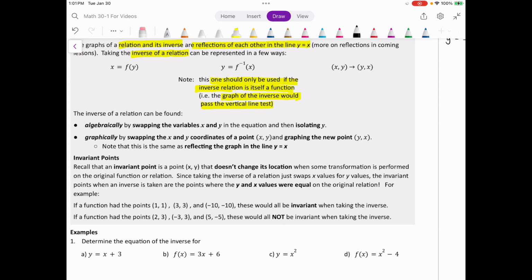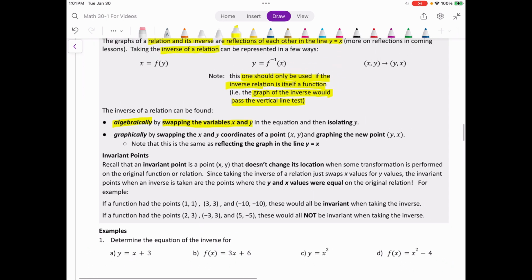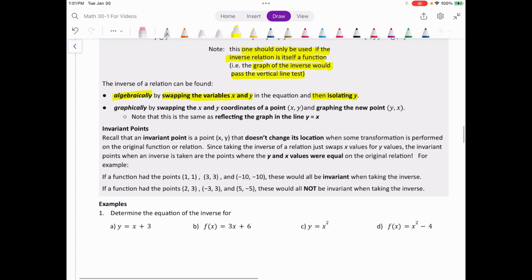So the inverse of a relation can be found algebraically by literally looking at the equation, looking at where x and y are, then switching them. And then since we want to write an equation in terms of y, our dependent variable, we'll just have to isolate y. Do the opposite of whatever's happening to it until we've isolated y. Undo the operations being performed on it, okay?